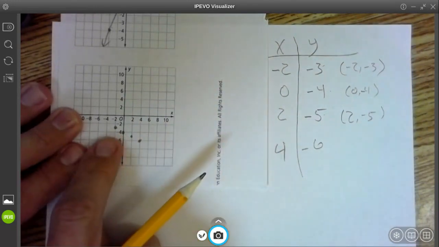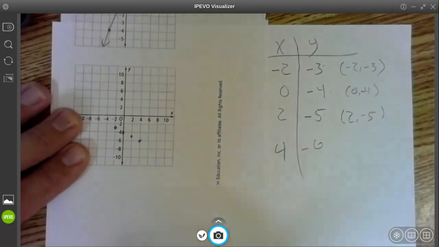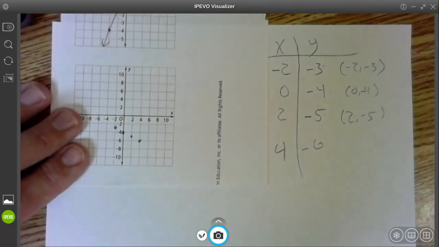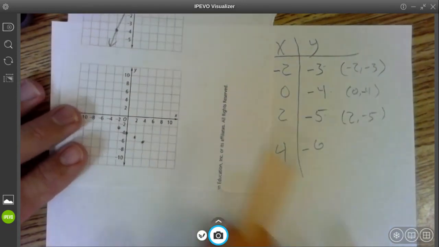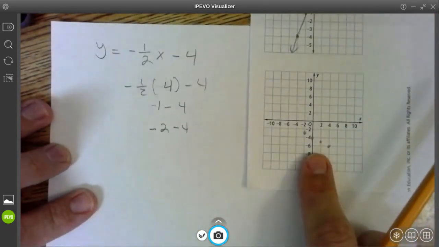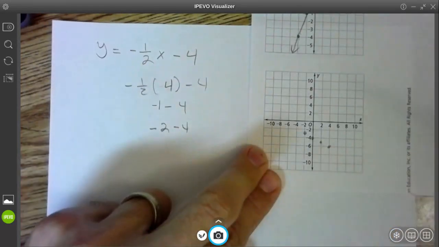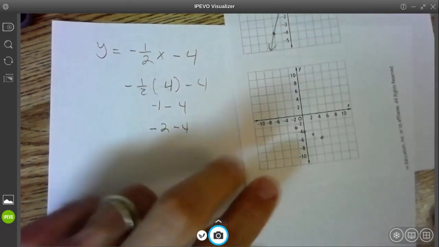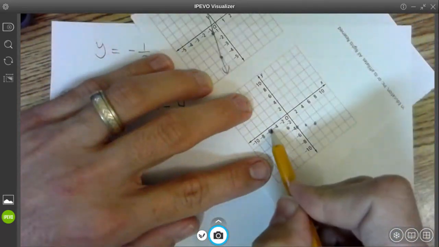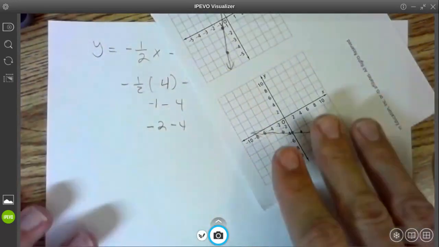And notice all these little points are going in a nice straight line. Notice your y-intercept, 0, -4. You probably can't tell because the graph is all funky, but the slope is -1/2. It's going down 1 over 2, down 1 over 2. I think that's good for this one. In the next video, I will show you the better way.